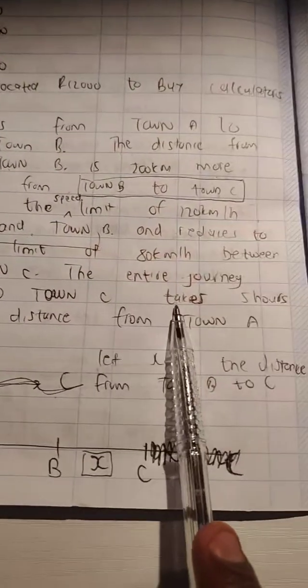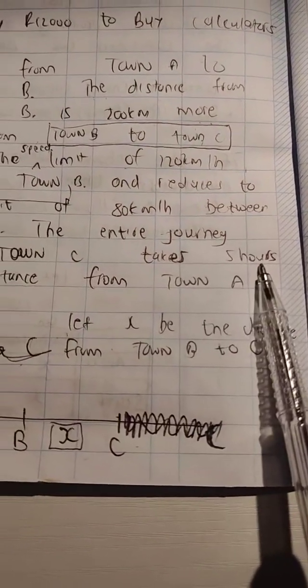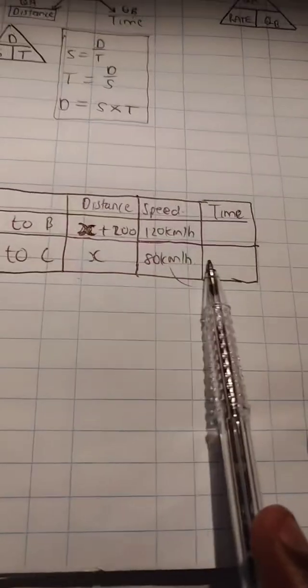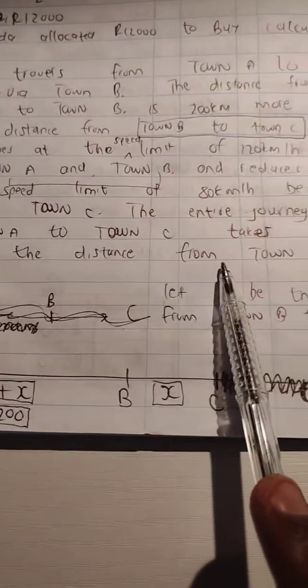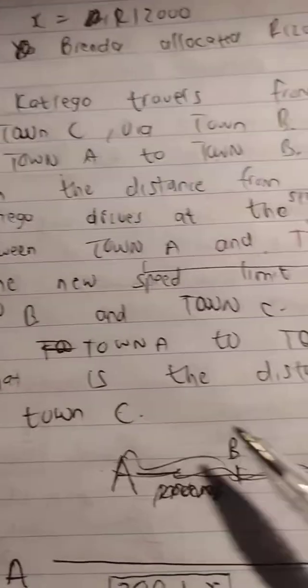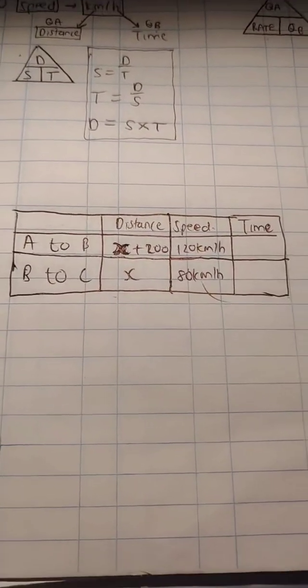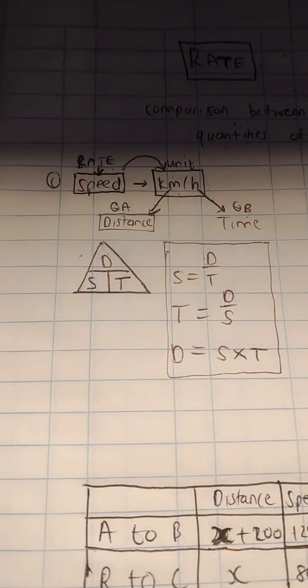The entire journey from town A to town C takes 5 hours. Oh, so this 5 hours is for the entire journey. Okay, so this 5 hours is not going to feature here anyways. What is the distance from town A to town C? That's fine. We are going to come back to that entire journey. So for our time, that is where the table comes to help us. The triangle table.